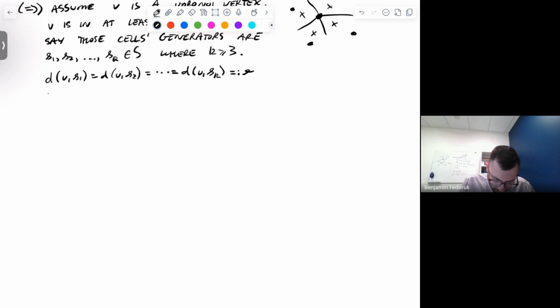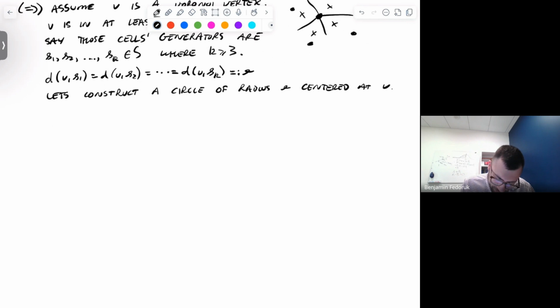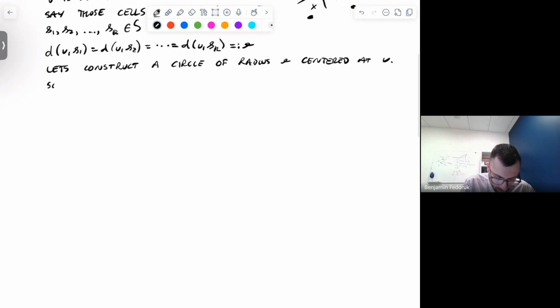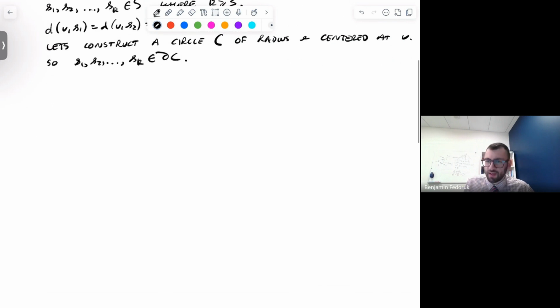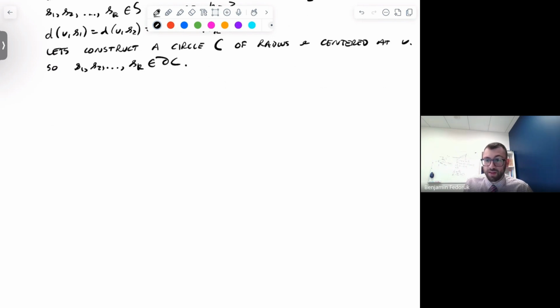We're just going to draw a circle. So let's construct a circle of radius R centered at V. Since it's radius R, which is the distance between V and any one of those points, each of those points has to be on the edge of the circle. Let's call this circle C. Give it a name. So S1, S2, all the way up to SK are in the boundary of that circle. That partial symbol in this context means on the boundary of the circle.